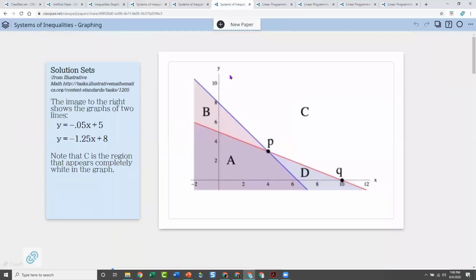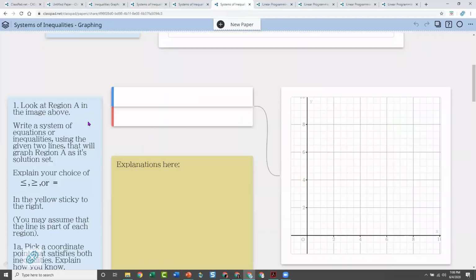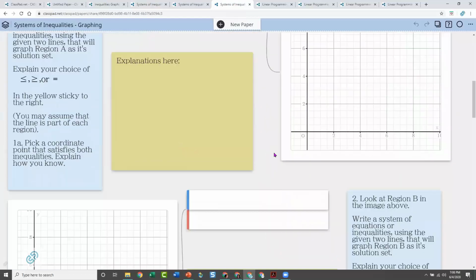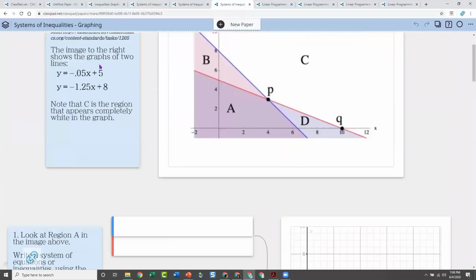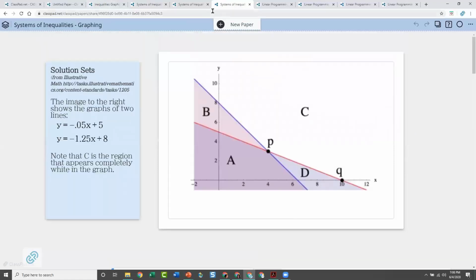So this activity gives them a picture and the two equations right here, but then they have to decide what kind of inequalities to write to show just region A in the graph, or just region B. So that's a fun activity for them to work through: how do they use inequalities to make just these specific regions show up and only those regions? So, three activities on systems of equations.